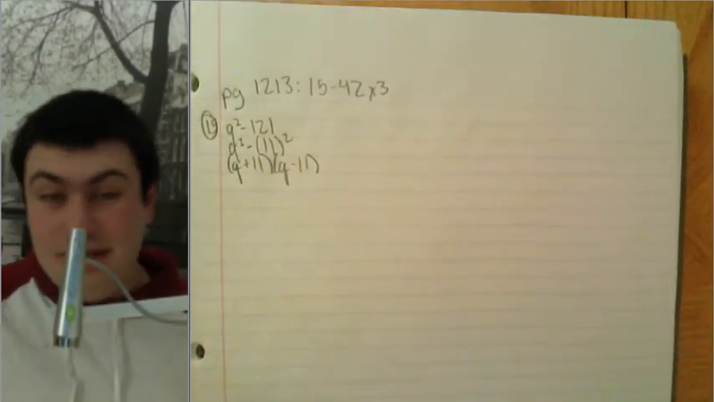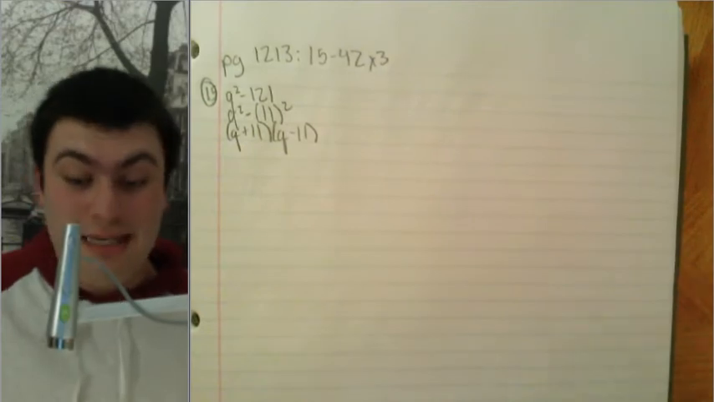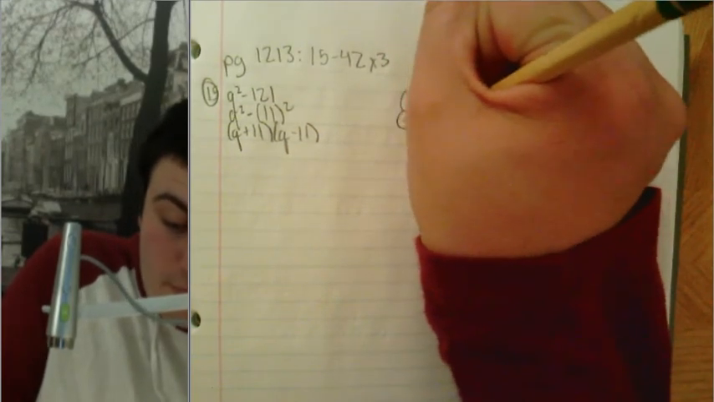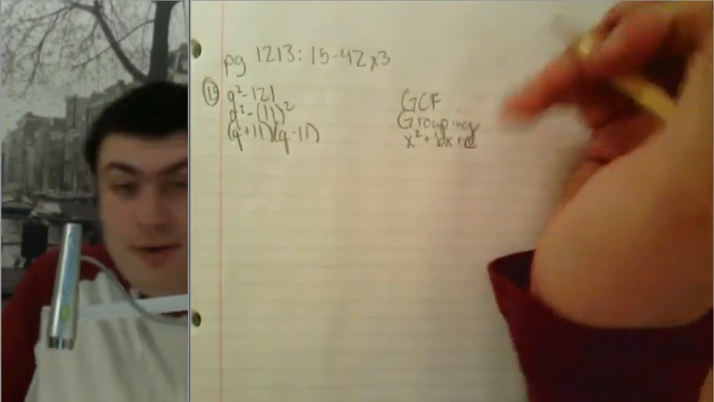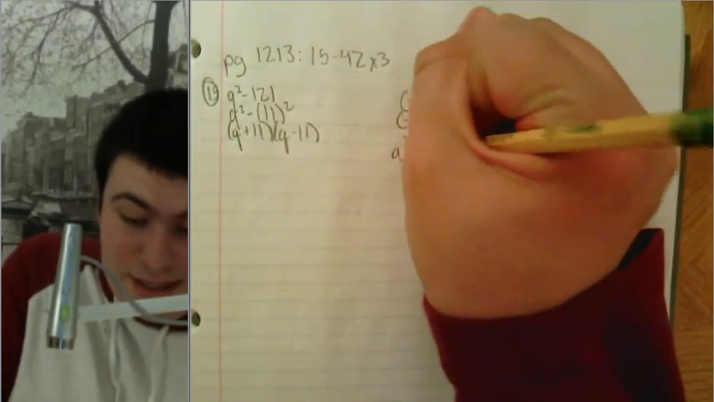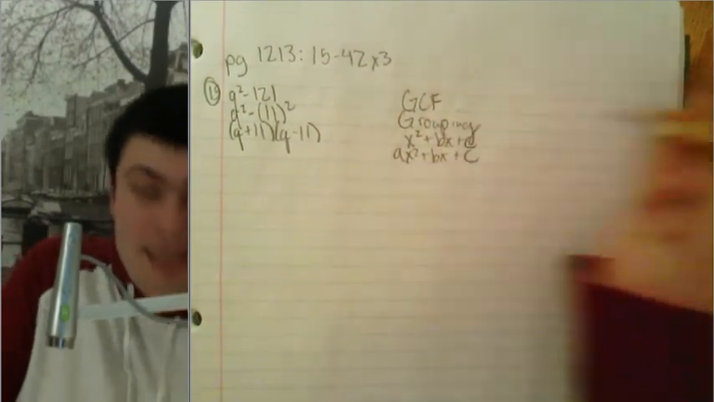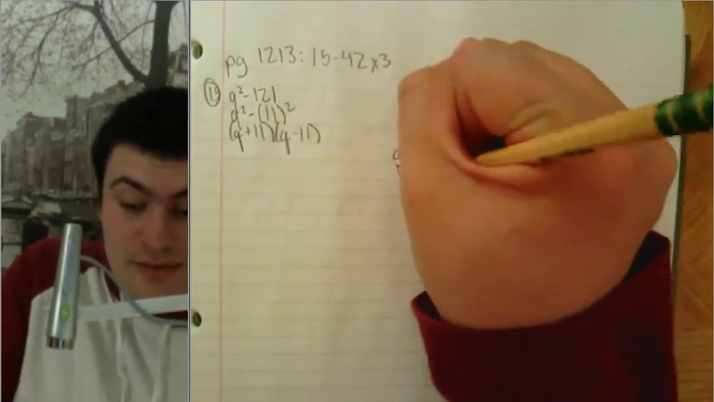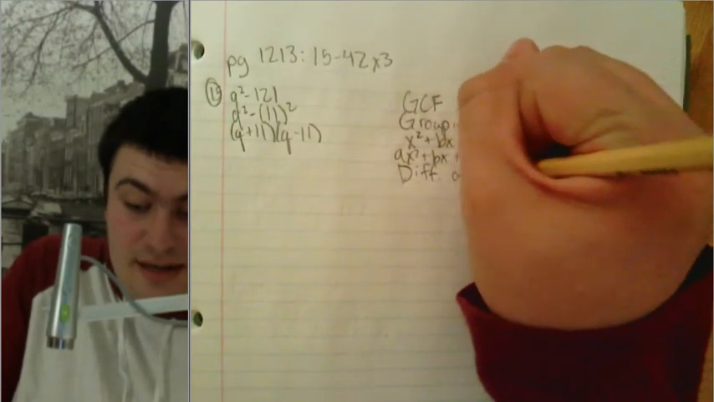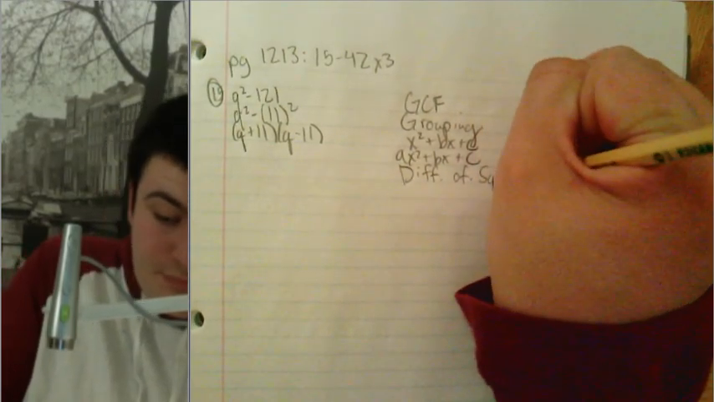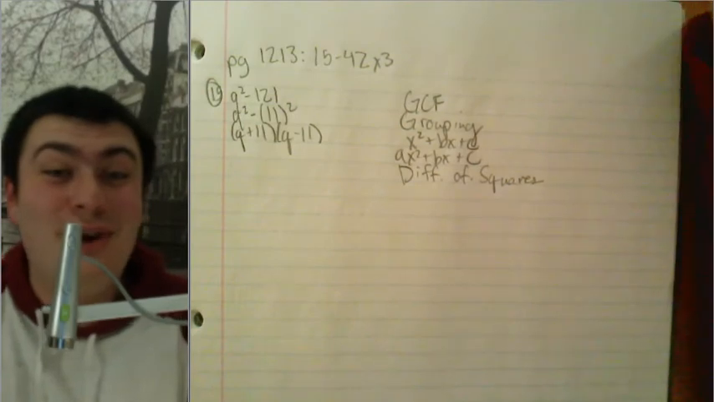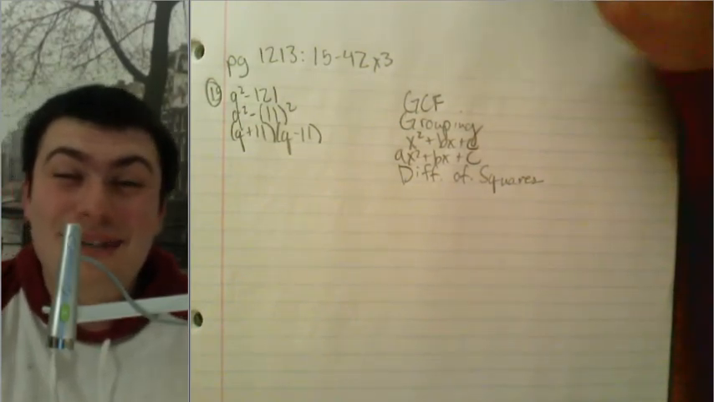Now, as you go, you're going to have to use more and more factoring techniques. What factoring techniques do we know? We know greatest common factor. We know grouping. We know what to do when we have x squared plus bx plus c. We know what to do when we have ax squared plus bx plus c. We also now know what to do when we have a difference of squares. So you're probably going to have to use all of these techniques tonight. And you know what? It's good for you.